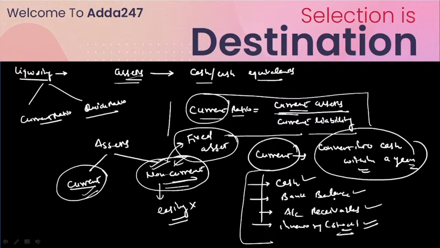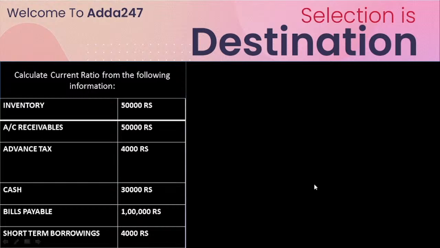Fine. Now come back to the question, and we are going to do the current ratio question here. We first have to know the formula of the current ratio, and we know the formula: current ratio is equal to current assets divided by current liabilities. So how do we attempt these types of questions in the exam? You have to recognize what the current assets and what the current liabilities given in the question are, and categorize them.